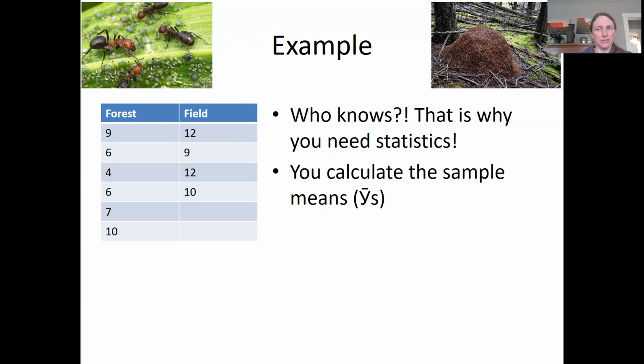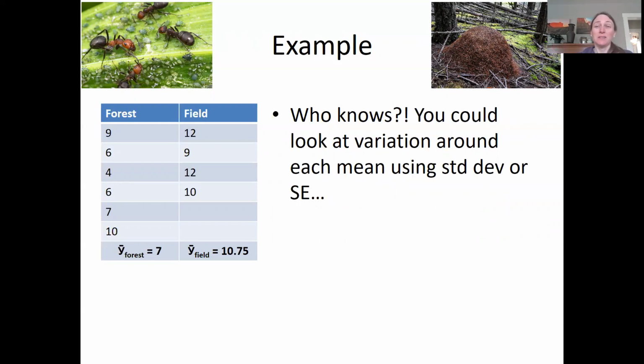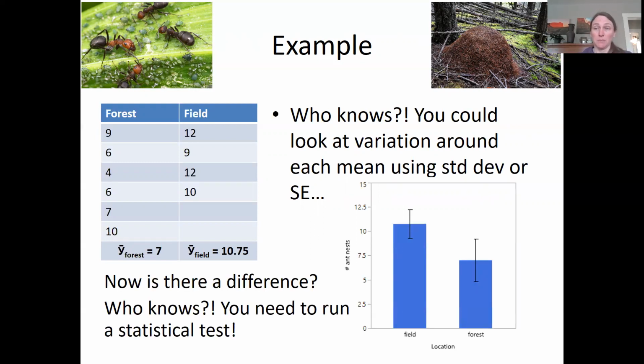So the next step we could do is calculate the sample means, the Y bars. Okay, now we have a mean of 7 ant nests in the forest compared to 10.75 in the field. Now is there a difference? We still don't know. We could look at the variation around each mean, right? And we could use standard deviation or standard error, okay? So here's some bars showing the mean and the standard deviation. Now is there a difference? Well, we still don't know, because look at those bars. They're kind of close. I don't know. Who knows? This is why we need statistics.